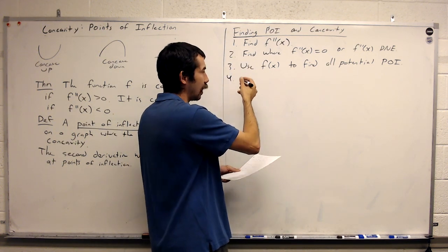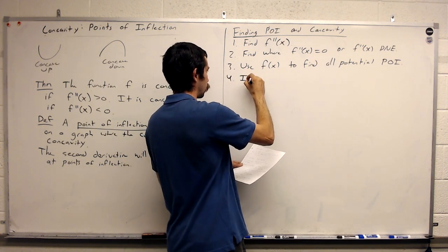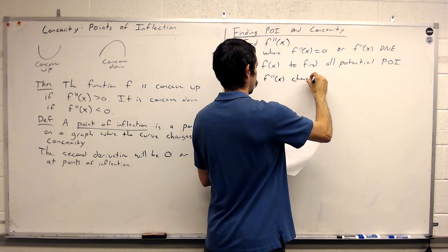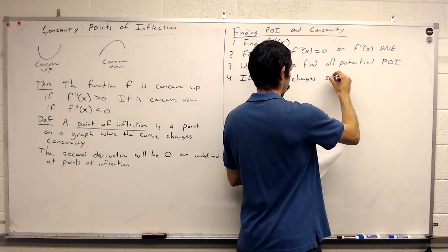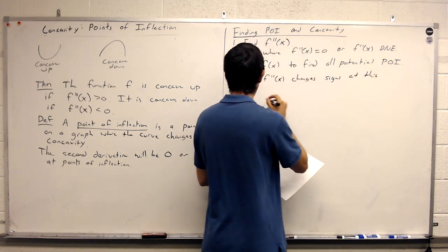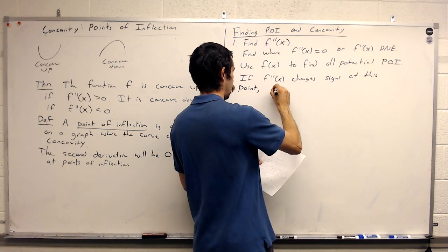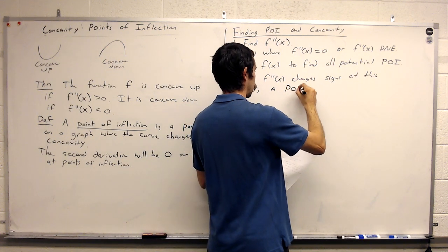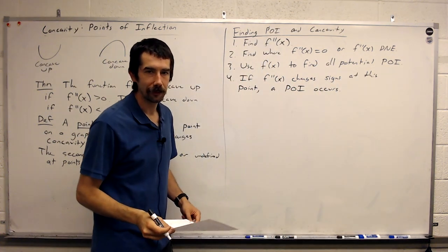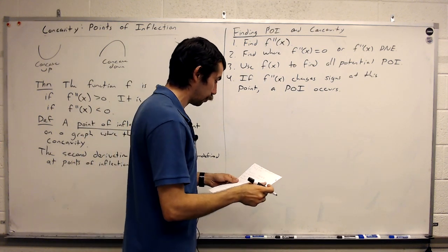Okay? And then if f double prime changes signs at this point, a point of inflection occurs. All right, so it's as simple as that. So let's take a look at an example.